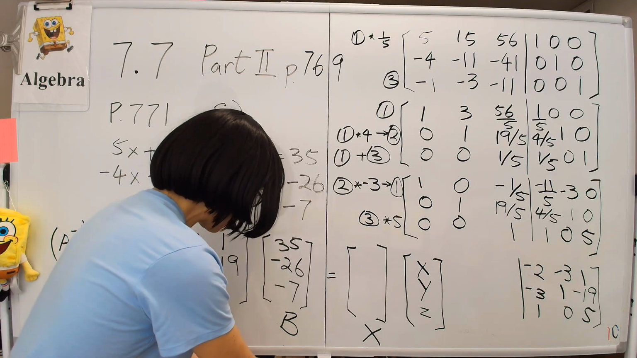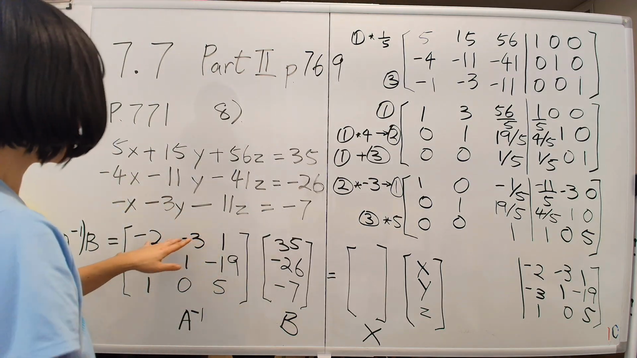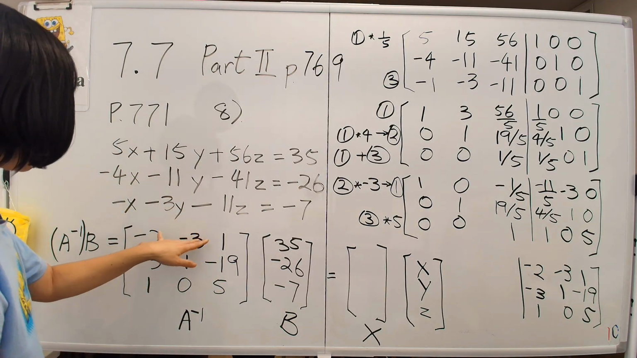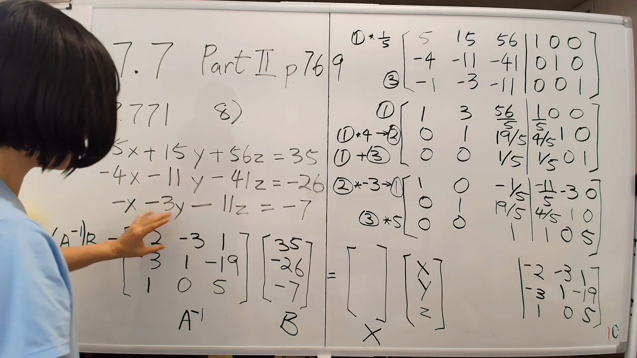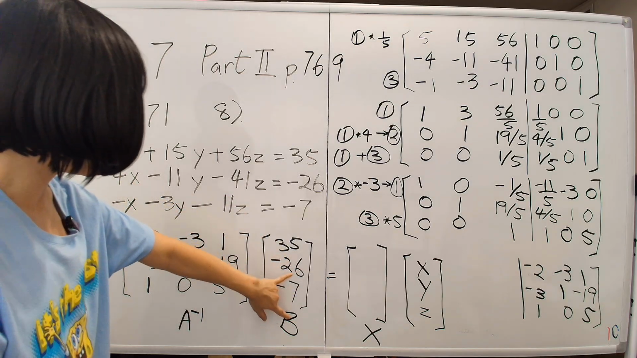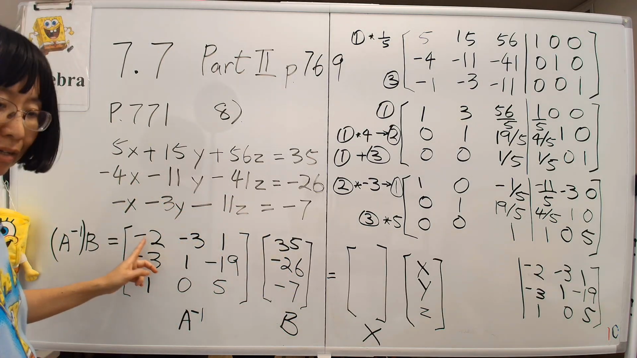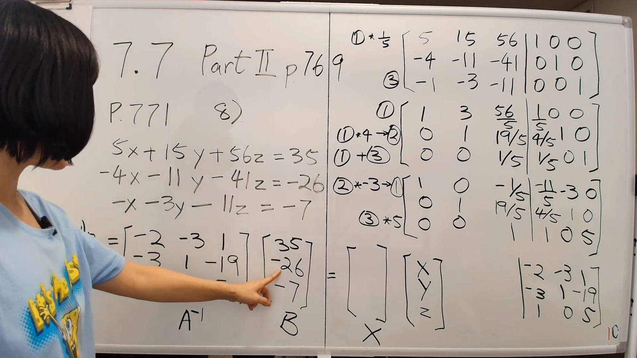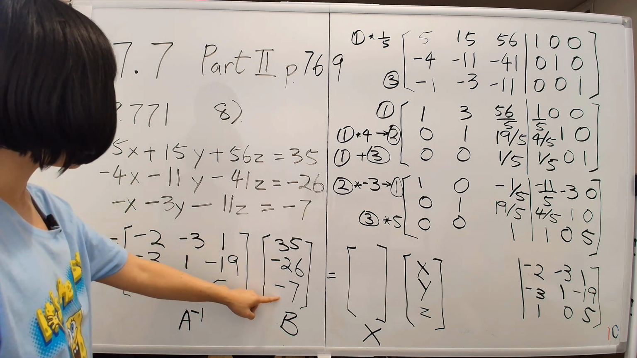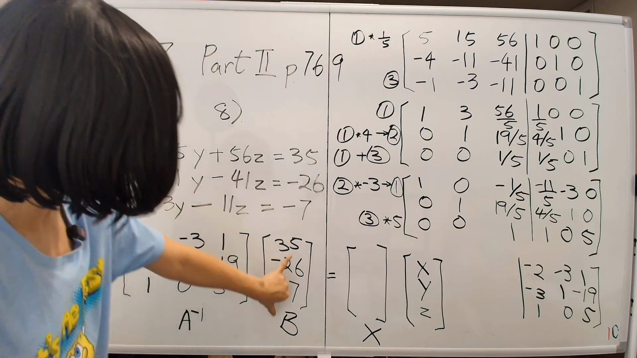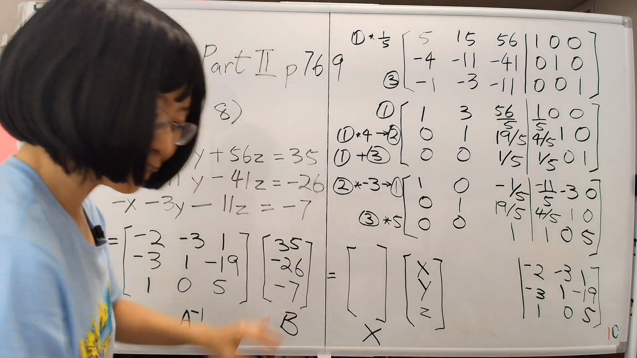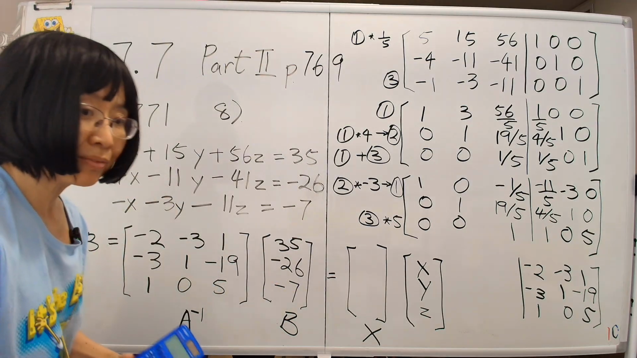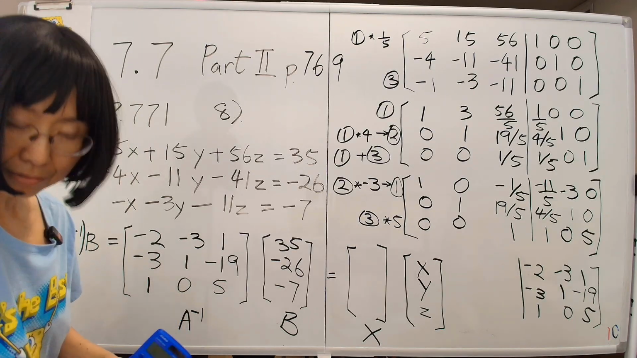So let's do that. We're going to do the matrix multiplication, which is row times column. You always take these things and then turn it and multiply by this. So we'll have negative 2 times 35 plus minus 3 times negative 26 plus 1 times negative 7. So you take the row and line it up on the bottom and multiply each one correspondingly. All right, so let's do that.